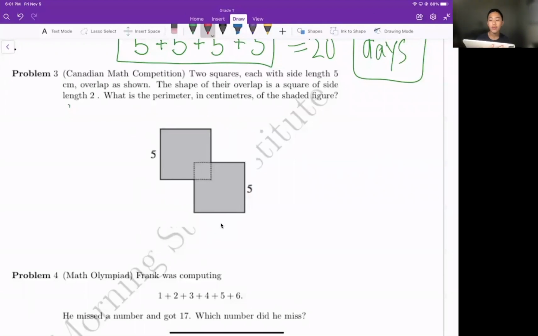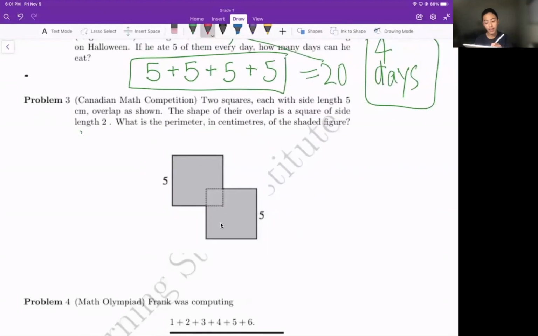2 squares, each with side length 5 centimeters, overlap as shown. The shape of their overlap is a square of side length 2. What is the perimeter in centimeters of the shaded figure? So in case you don't know, perimeter is just the outer layer, which can be represented by these red lines. And the middle part is the overlap, and the side length is 2.